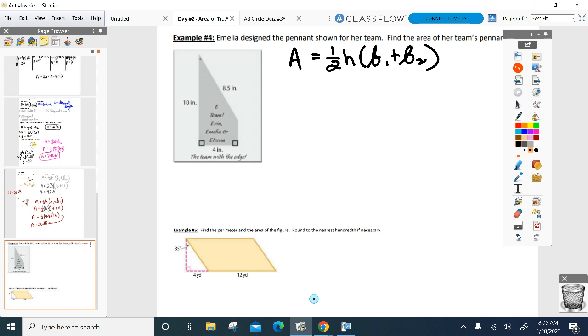Oh, I didn't even know it. The team with the edge. Edge, E. There you go. Yep. Those kids, crazy kids.